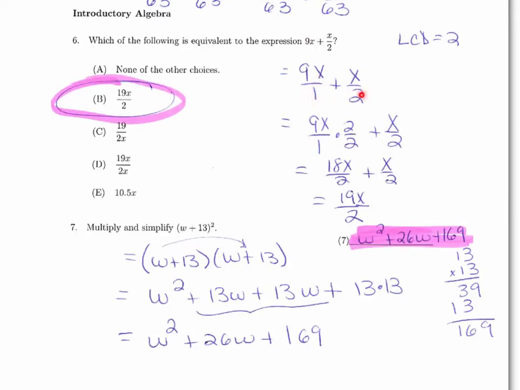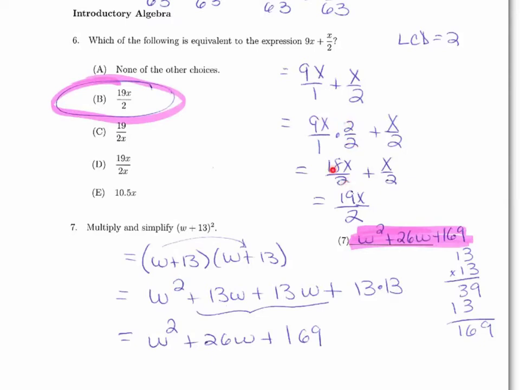Different denominators need an LCD. They have nothing in common, so the LCD is 2. This one already has a 2 in the denominator, so it comes along for the ride. This term needs a 2, so how do you get that? Multiply by 2 over 2 so that this 2 times 1 becomes the new denominator.